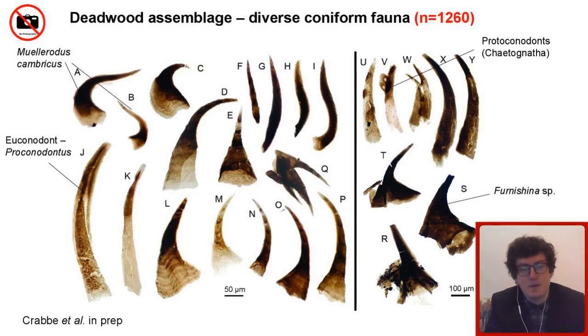my webcam, which have a very distinctive outline morphology that allows us to classify them. And as well as paraconodonts, we see other taxa, such as protoconodonts in the top right, which are thought to be mouth parts of chaetognaths, and also evidence for euconodonts reflected by elements of Proconodontus in the bottom left.